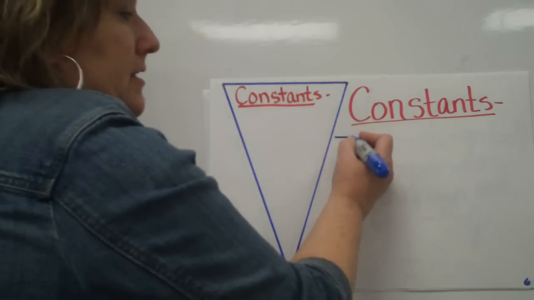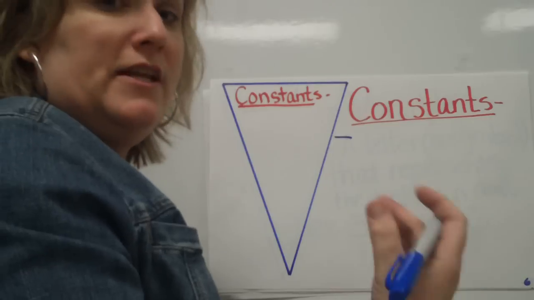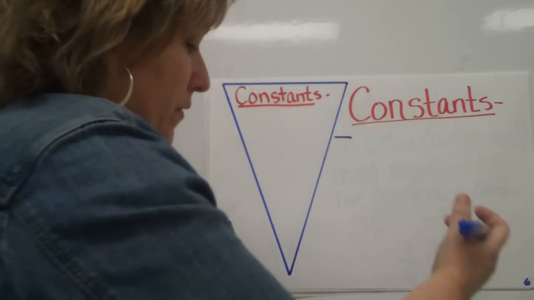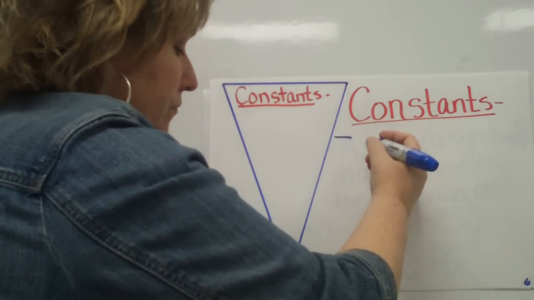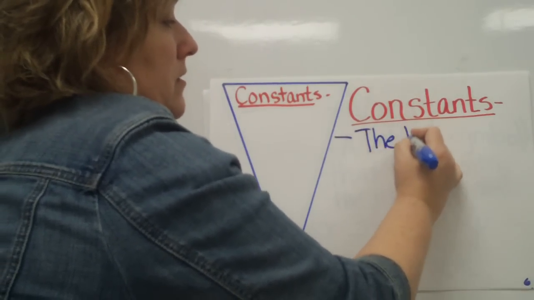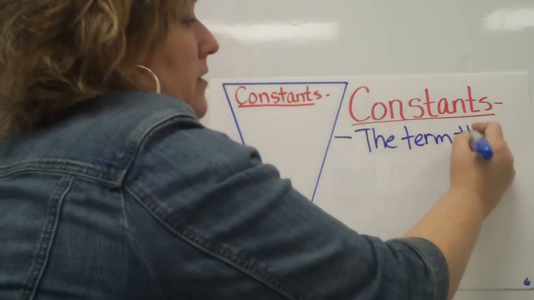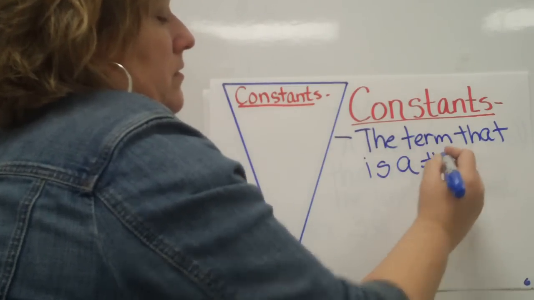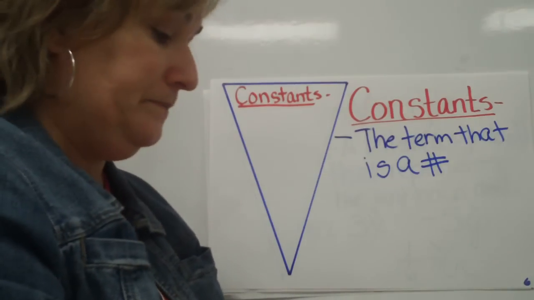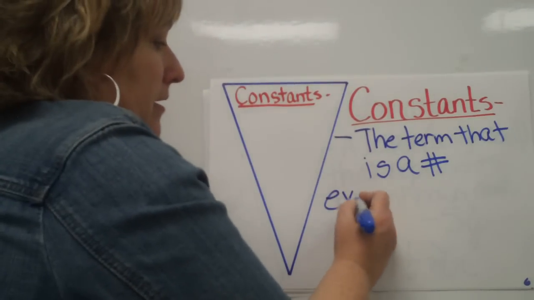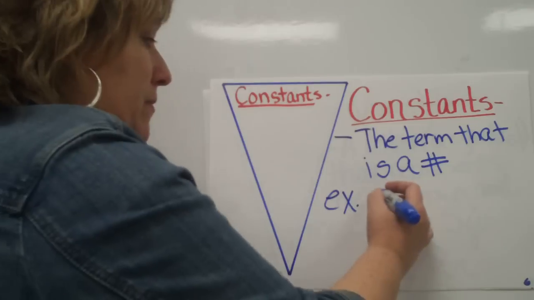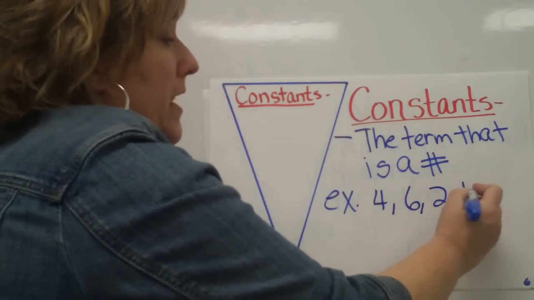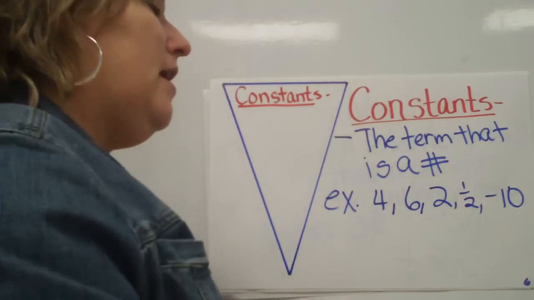All a constant is, it's the part of the equation or expression that's not ever going to change, and the only part that's not ever going to change is the number. So in an expression or equation, it's the term that is a number. You can really put down any number you want to. We can have 4, 6, 2, 1/2, -10. All of those are terms.